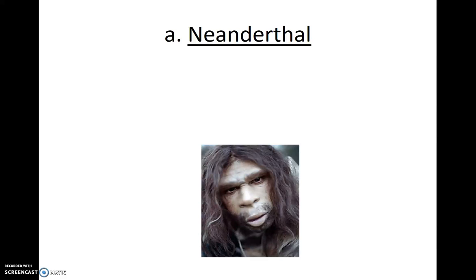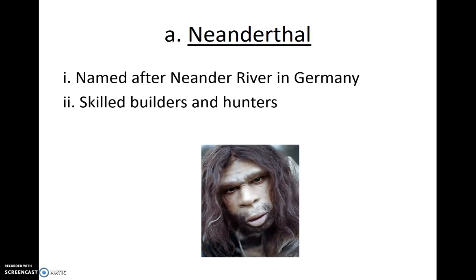Of Homo sapiens, there are two different types. The first is known as Neanderthals, and again, these are types of Homo sapiens. These guys are found in Germany, named after the Neander River that's there. Extremely skilled builders and hunters. So again, we're getting more and more advanced as we move along here. And these guys are the first to bury their dead. This is a big move towards modern societies, or at least society in general.